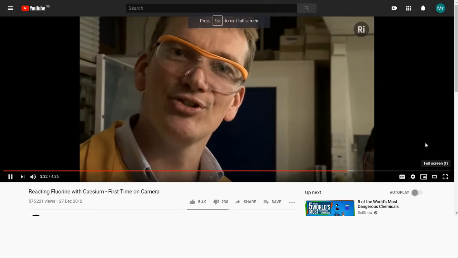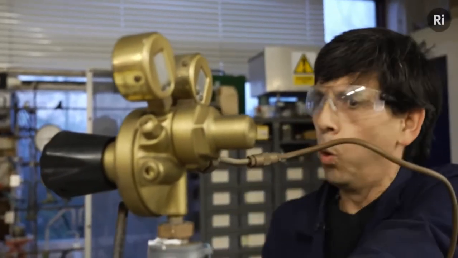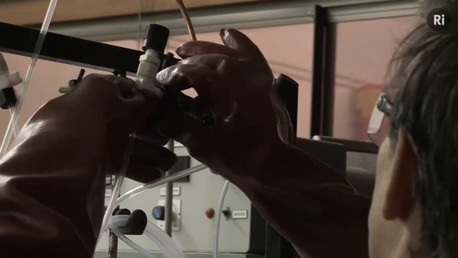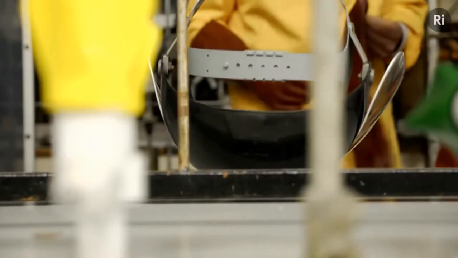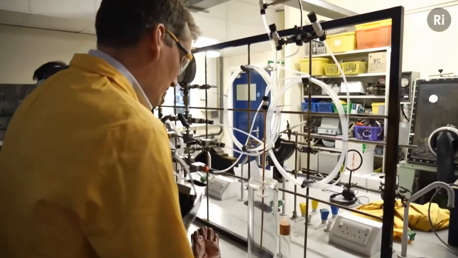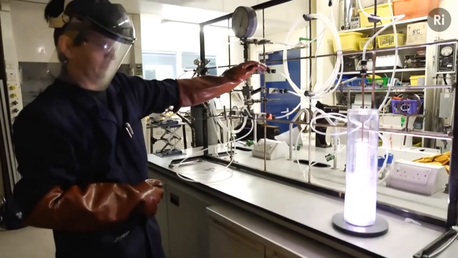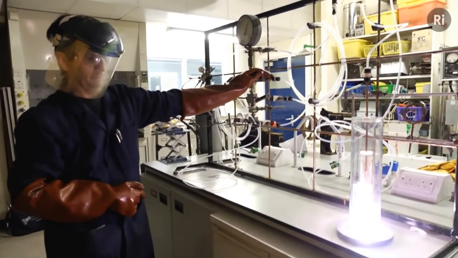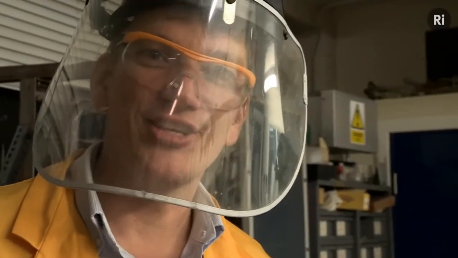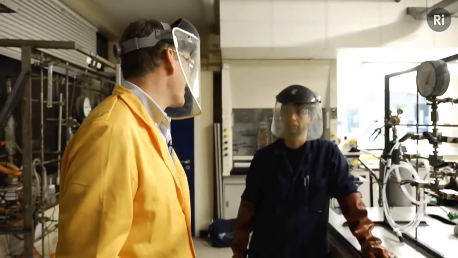Most reactive elements in the periodic table. We've got fluorine, the most reactive non-metal, and cesium, the most reactive metal. That's flushing through again. Yeah, looks good. Right, are we nearly ready? I'll lower this. Yeah, you look after your pipes. Incredibly beautiful reaction there between cesium and fluorine, this intense light, and I don't think many people have seen that before.